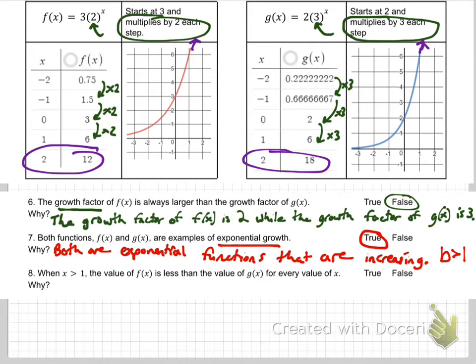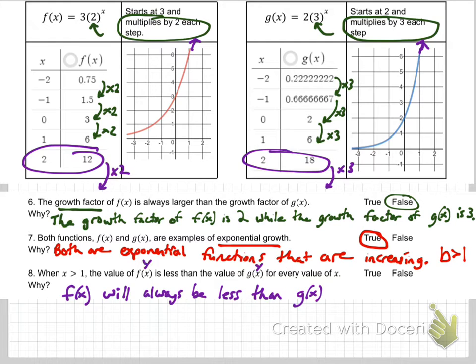Well, it is here, but that doesn't make it true everywhere necessarily. However, if you think about what the sentence is saying, we're going to multiply by 2 to get the next step for f of x, and we're going to multiply by 3 to get the next step for g of x. That means that f of x is always going to be smaller than g of x because you're always multiplying by a bigger number for g of x.